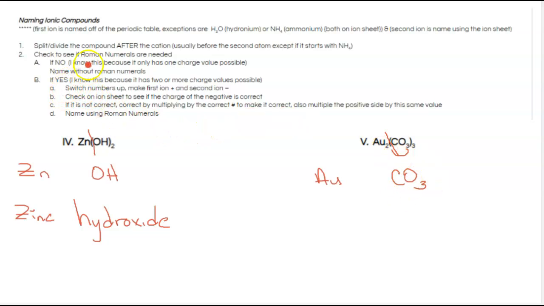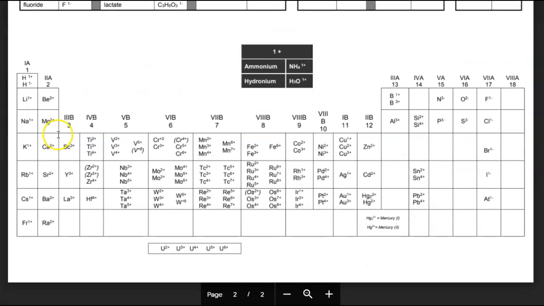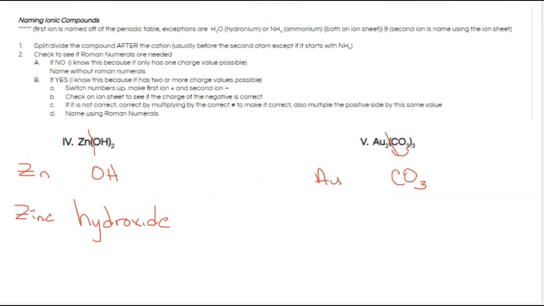I have to check to see if it needs Roman numerals for step number 2. I go back to my periodic table and I look to see my gold. Gold is right here. And there are 2 different options, a 1 charge and a 3 charge. So I have to have a Roman numeral.